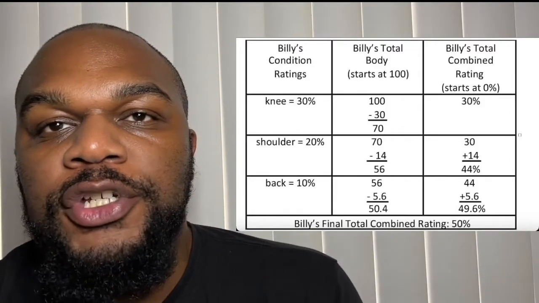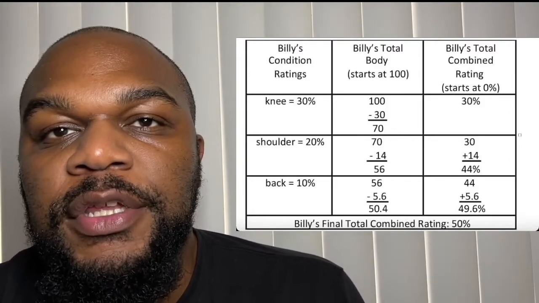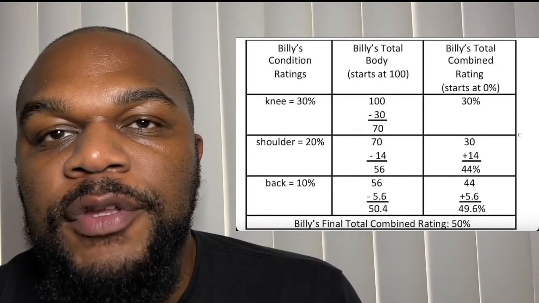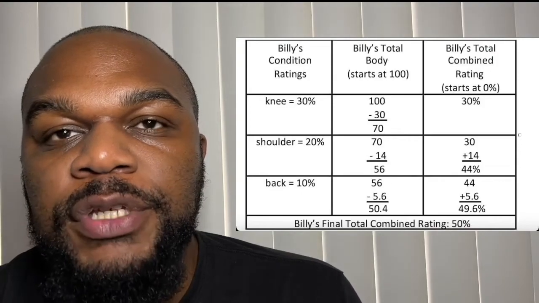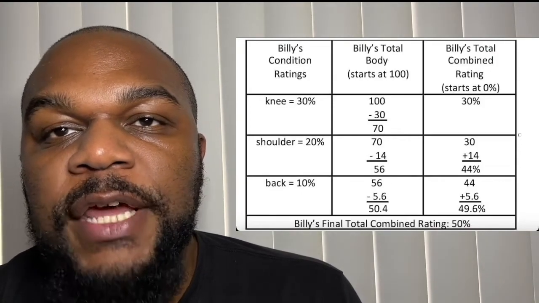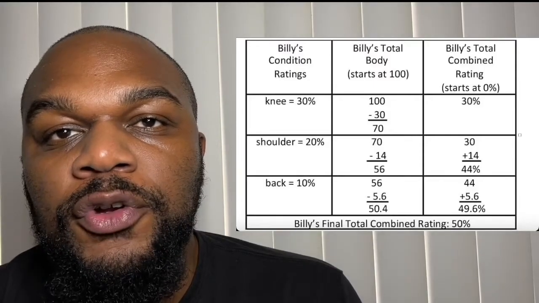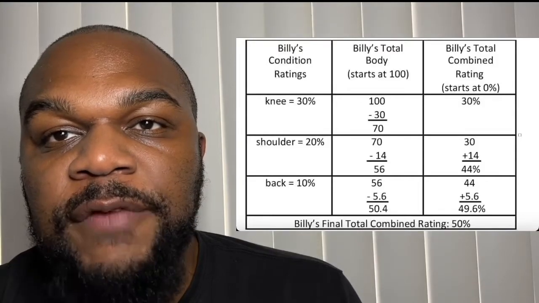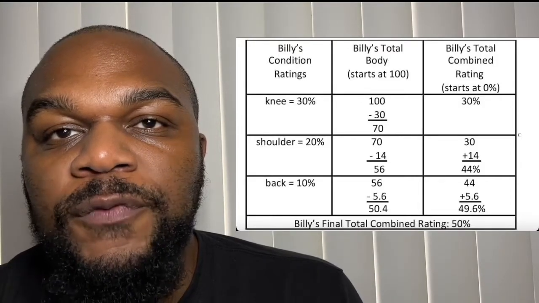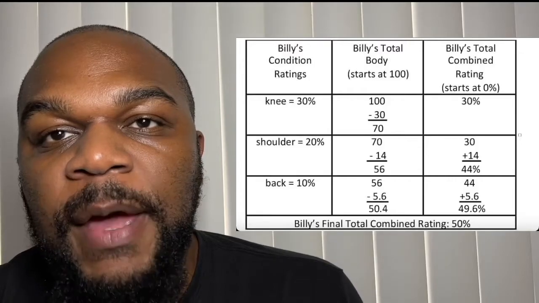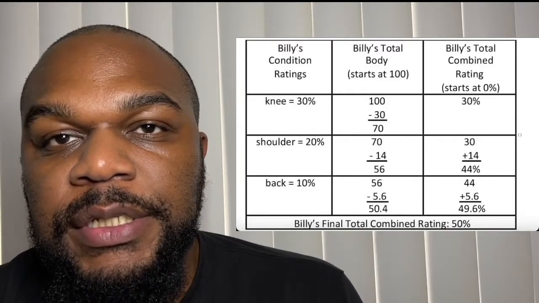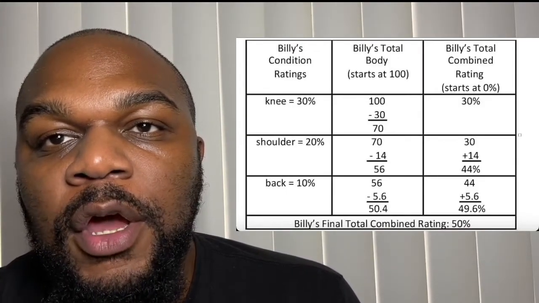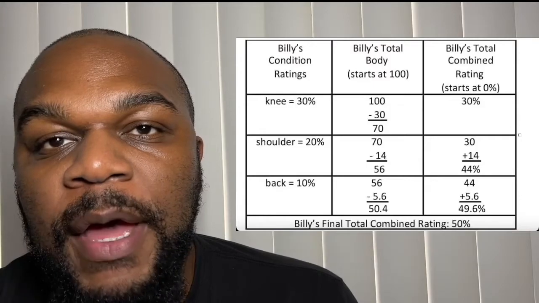First, start with the largest rating, 30%. This rating is then subtracted from the total body rating of 100%. Of the total body, now only 70% remains. So instead of simply subtracting 20 for the shoulders rated 20%, you can only subtract 20% of the 70 that is left, which is 14. 70 minus 14 is 56. Now, since only 14 was subtracted from the total body, only 14 is added to the total combined rating.